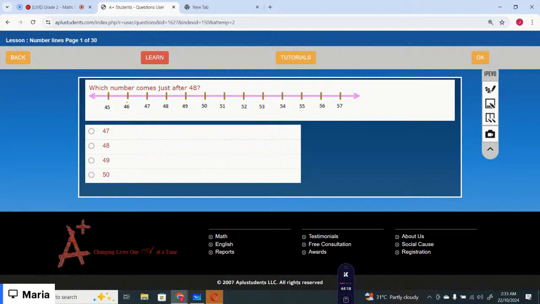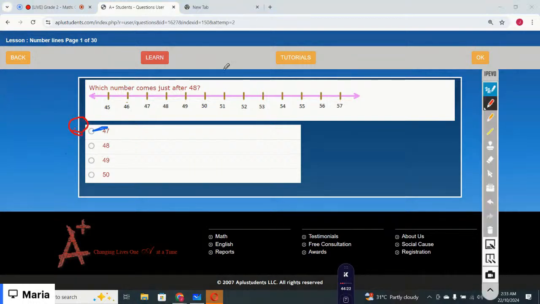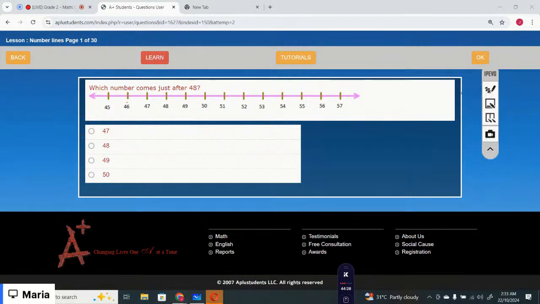The correct option is, you need to find 48 first on the number line. Here is 48, and right next to 48 is 49. So the correct option is 49.